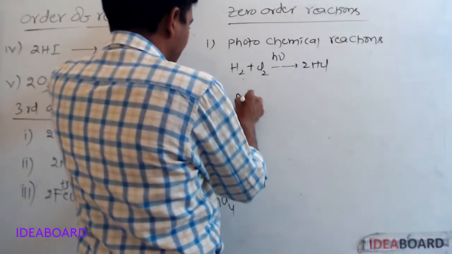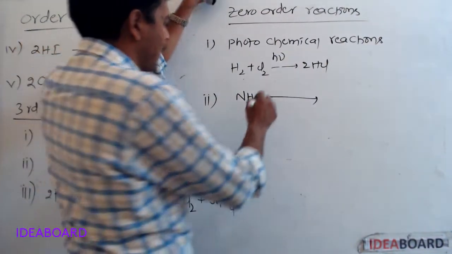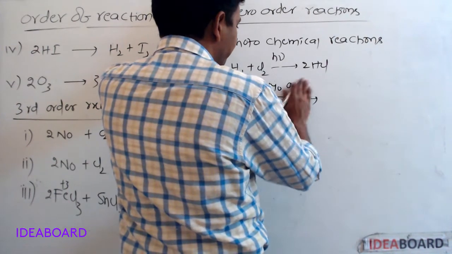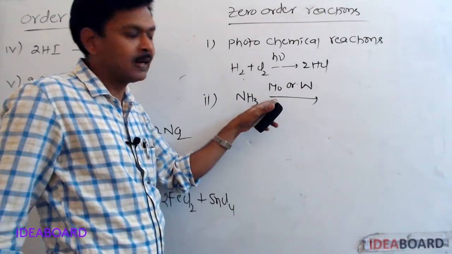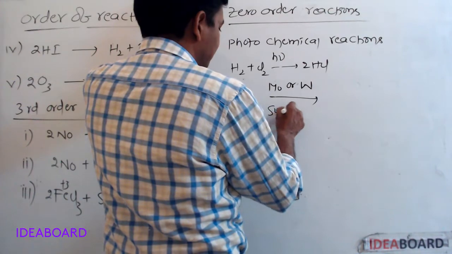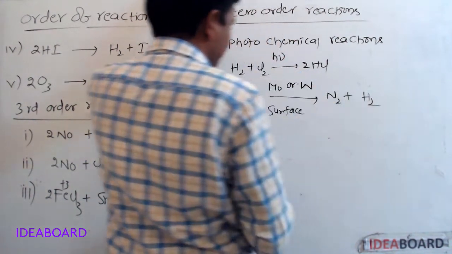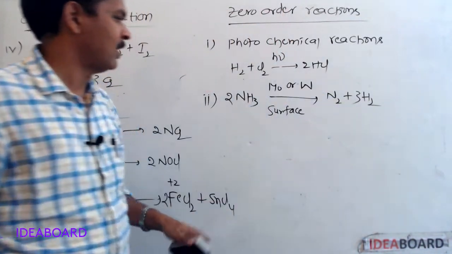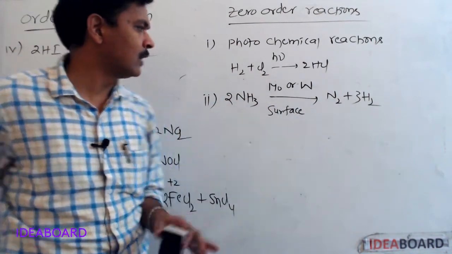Next, decomposition of ammonia on molybdenum or tungsten surface. Mo means molybdenum, a transition element, or tungsten surface. N2 plus H2 are formed. 2NH3 gives rise to N2 plus 3H2. Decomposition of ammonia on molybdenum or tungsten surface follows zero order kinetics.